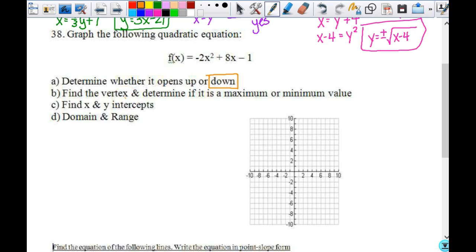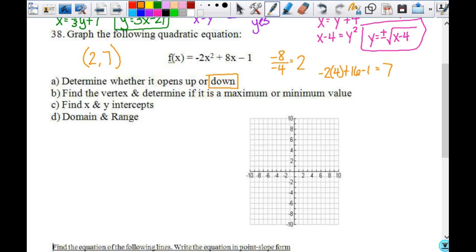So in order to get the x value, I'm going to do negative b over 2a. So 2 times negative 2 is negative 4. So that gives me 2. So my x value is 2. I can then take that and plug it in to find my y value. So this is going to be negative 2 times 2 squared, which is 4, plus 2 times 8, which is 16, minus 1. All of that said and done, I get 7.